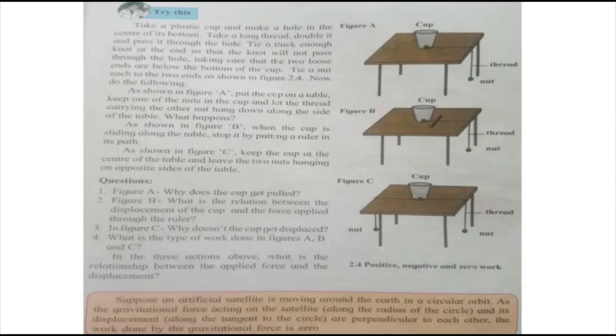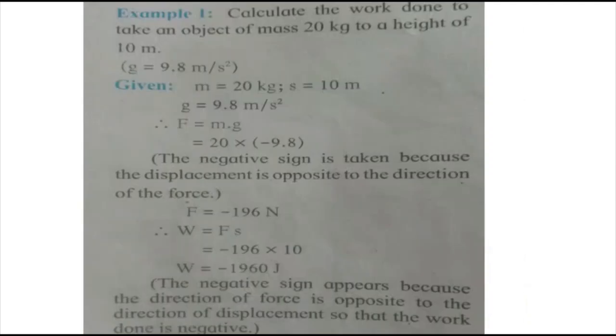Suppose an artificial satellite is moving around the Earth in a circular orbit. As the gravitational force acting on the satellite along the radius of the circle and its displacement along the tangent to the circle are perpendicular to each other, the work done by the gravitational force is 0. Now let's see examples on work done.